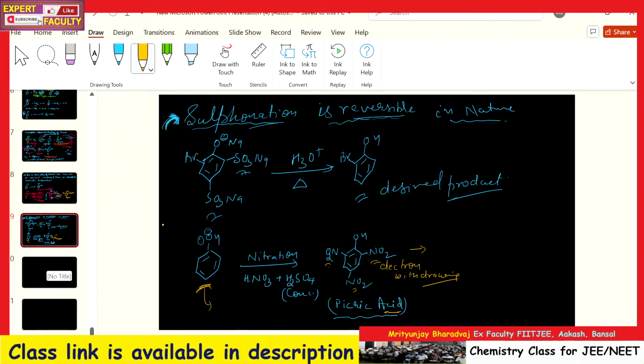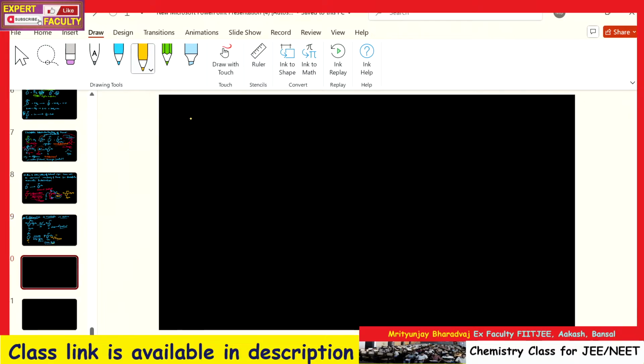Suppose we want to form ortho substituted phenol. This is our desired product. From phenol, we want to form ortho substituted phenol. What will we do? Sulfonation. Very good. First we will go for sulfonation.